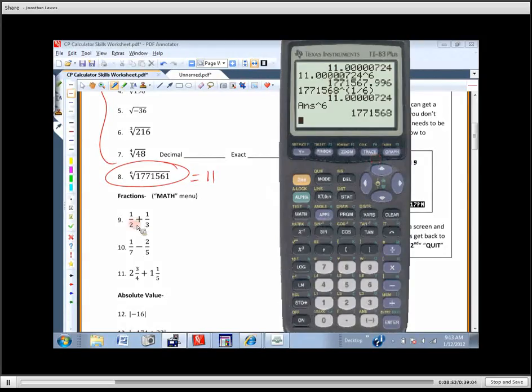So let's put this problem in right here. So we're going to do 1 divided by 2 plus 1 divided by 3. Now, do I need any parentheses on this one? Did I type this incorrectly? Is this going to give me the right answer?